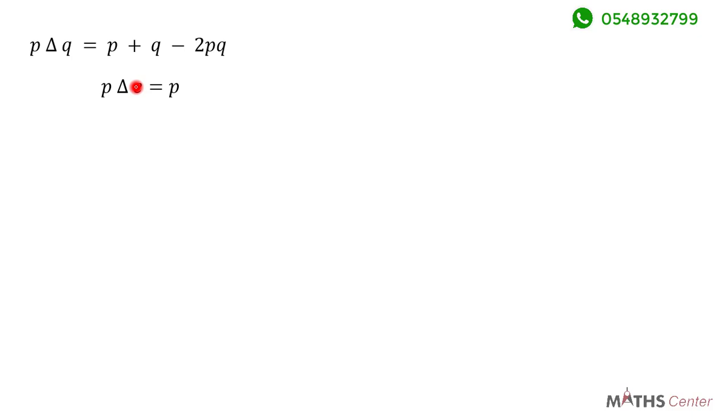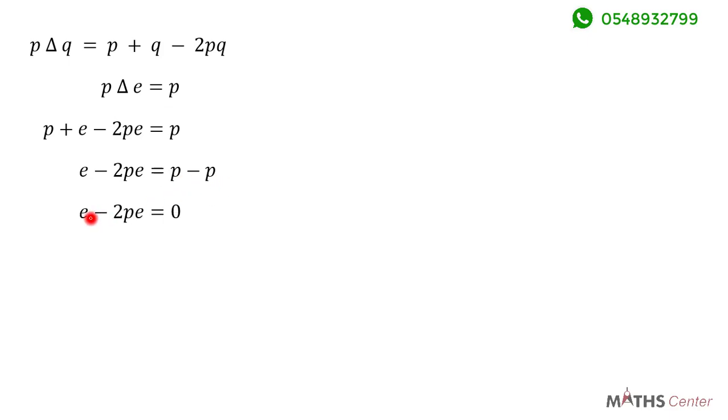If the identity element is E, then we can say that P delta E will be equal to P. What is P delta E? The definition of the binary operation is P delta Q is equal to P plus Q minus 2PQ. So P delta E, if we compute it, we are going to have P plus E minus 2PE. And this is equal to P. We want to find E, so I'll send P to the right hand side, and that will give us E minus 2PE is equal to P minus P.